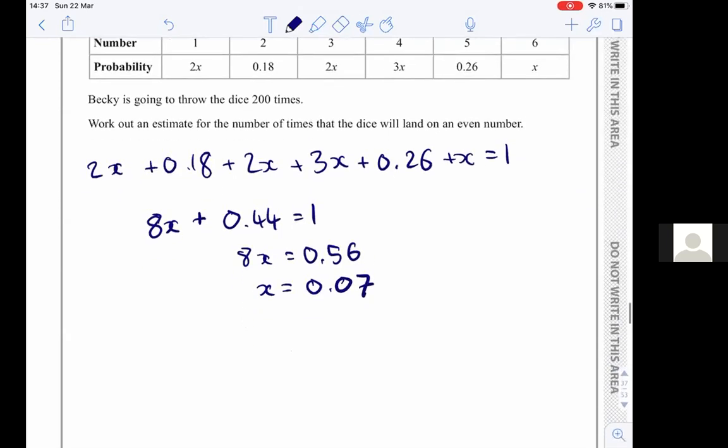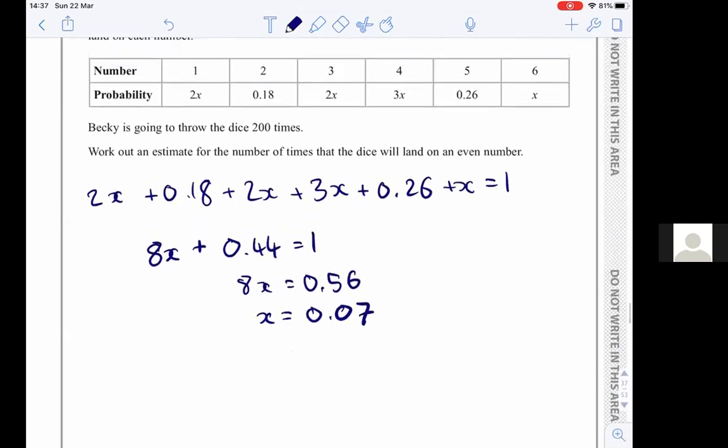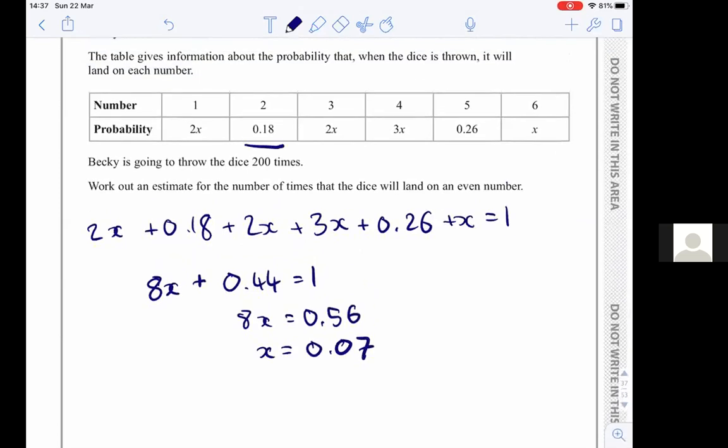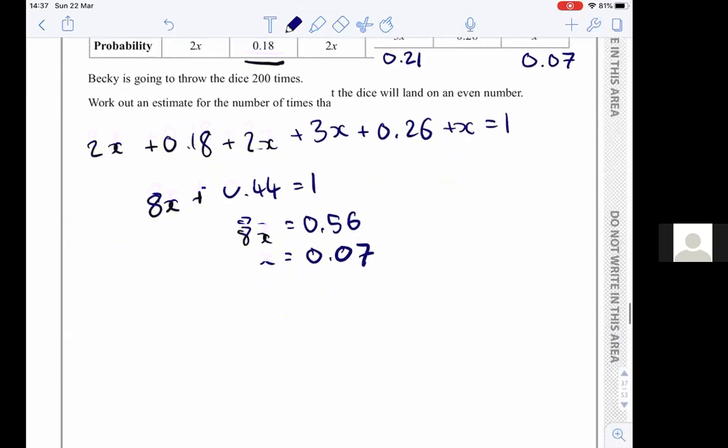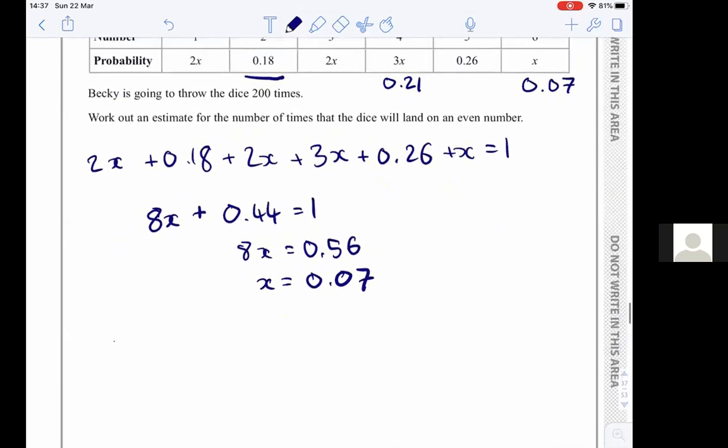That isn't the answer so far. We're trying to work out an estimate that the dice will land on an even number. So that's either 0.18, 3 times 0.07, so that's 0.21, or 6, 0.07. So let's add all of these probabilities up. 0.18 add 0.21 add 0.07 equals, let's see, 28 add 18 is going to be 46.